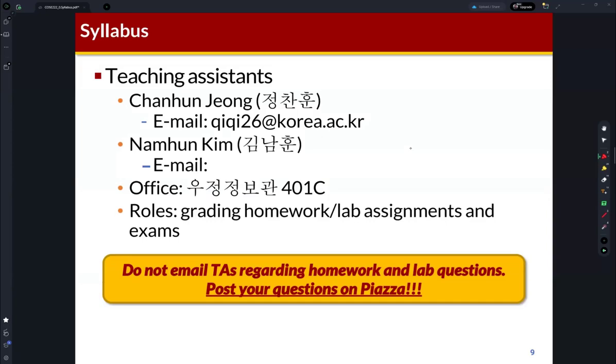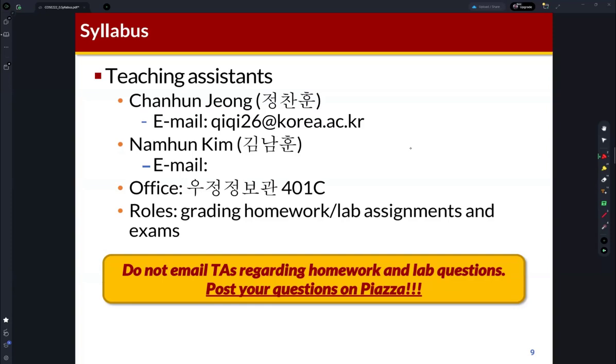The TAs' roles are grading homework, lab assignments, and exams. So they just focus on grading. Also, they will answer your questions on Piazza. I will introduce Piazza later. So do not email TAs regarding homework and lab assignments. I found that so many students emailed TAs about homework questions and other issues. But post your questions on Piazza. I will introduce Piazza later.